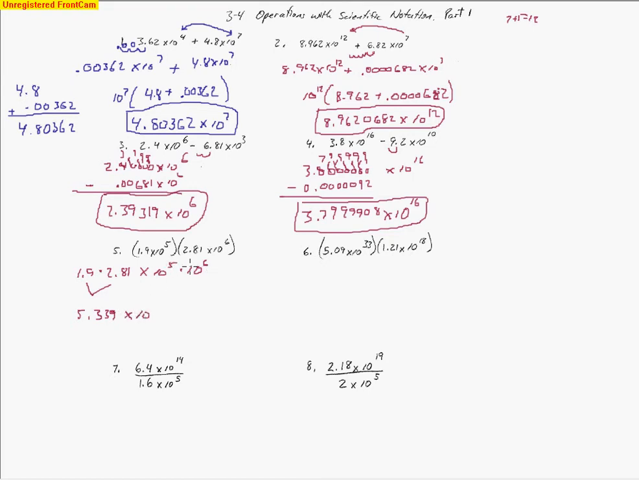So here's an exponent rule. See how the 10 to the 5th and 10 to the 6th are being multiplied, so we can just add up those exponents. And that's our answer. So same thing on this one. 5.09 times 1.21, and then you go ahead and bring in all those 10s.